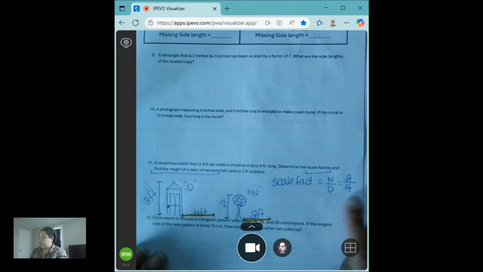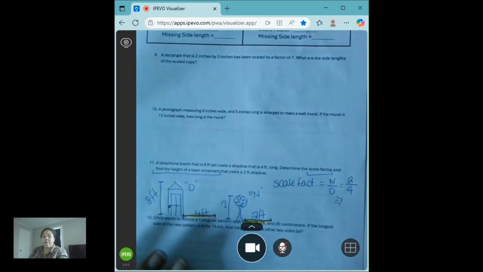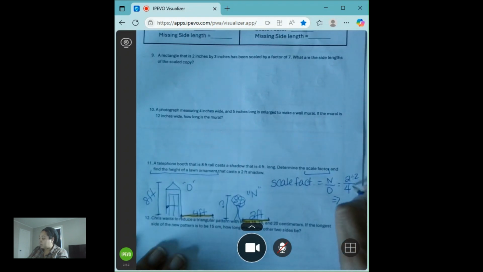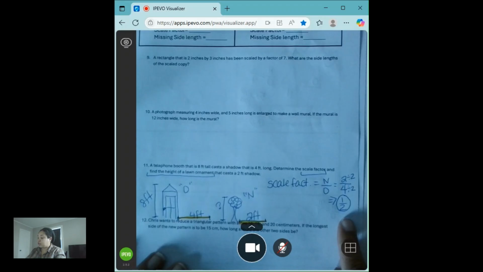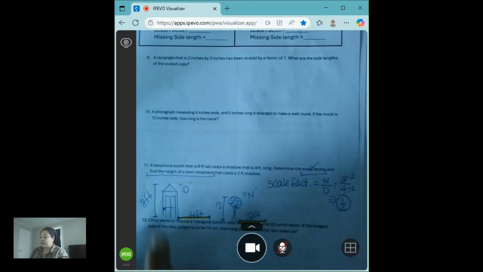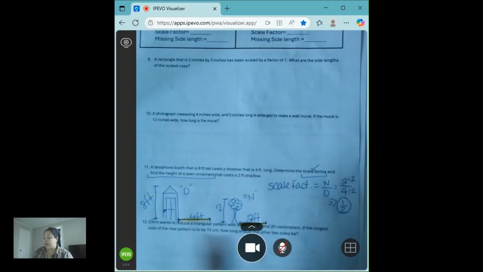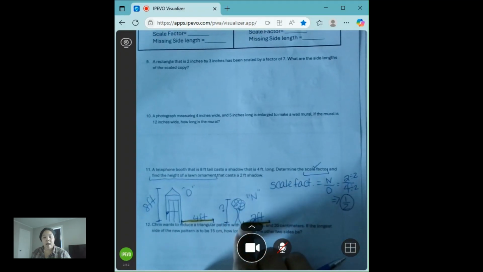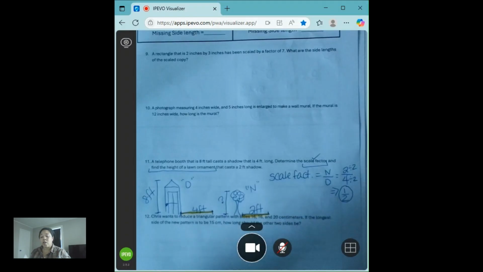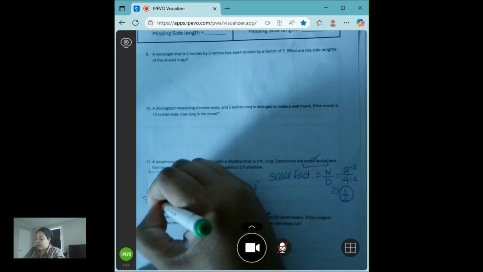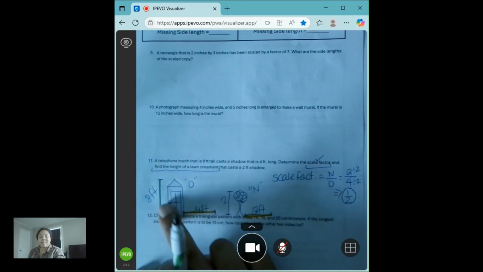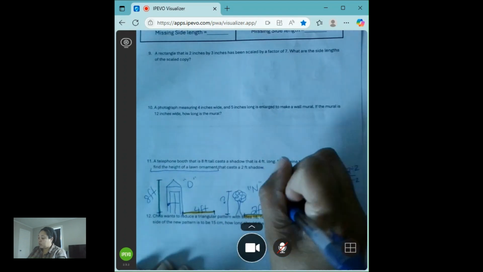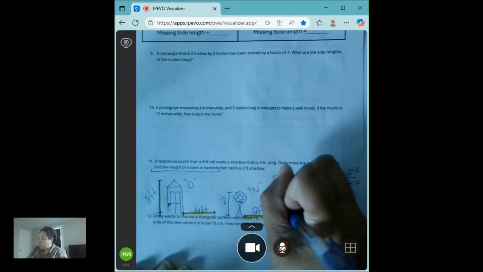Now, you need to reduce that, like I said. I need a reduced fraction. So if I divide top and bottom by 2, the only number that will work, you get 1/2. Now, 1/2 is a scale factor. I just found that. But it's asking me to find something else. You need to find the height. I still don't know how tall this ornament is, right? So you're going to take your magic number, you just found 1/2, and you're going to multiply by the original side length. In this case, it's 8. So I'm going to do 8 times 1/2.